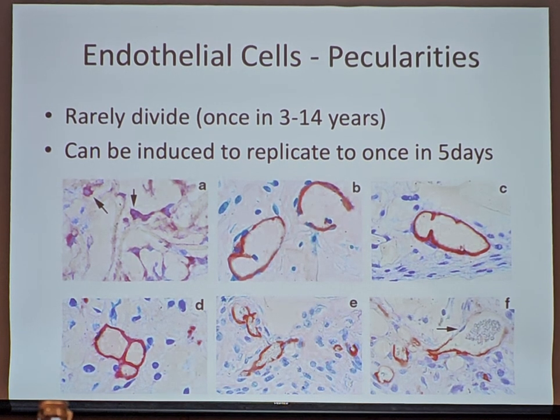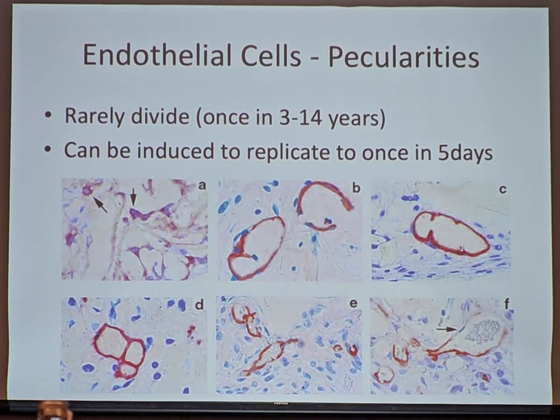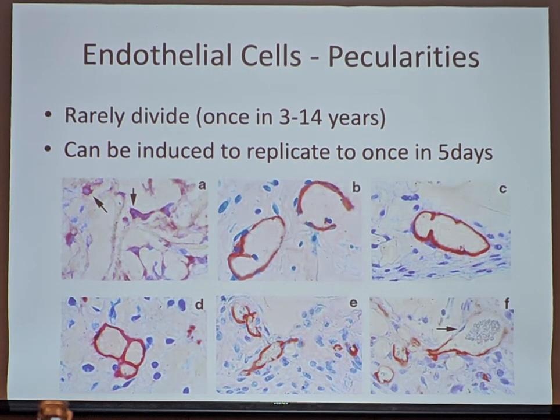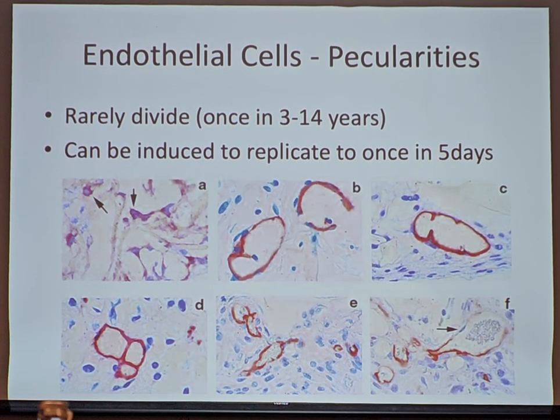And this makes perfect sense, because let's say you cut yourself and now you need a new blood vessel to form here. You can't wait 3 years or 7 years for this new blood vessel to form, so you have to get it induced to replicate very fast. And this is, of course, again, hypoxemia-inducible factor that will lead to an increase in VEGF.